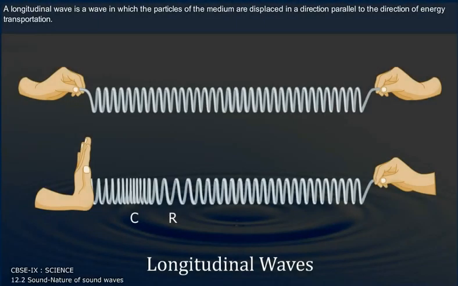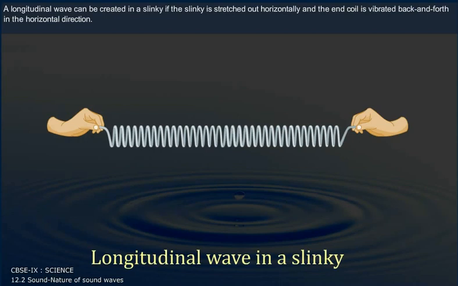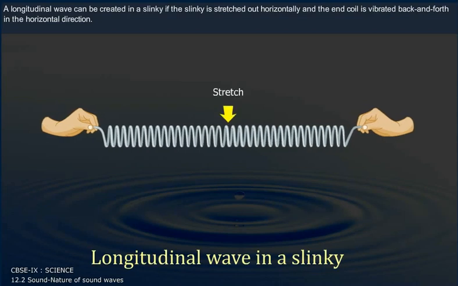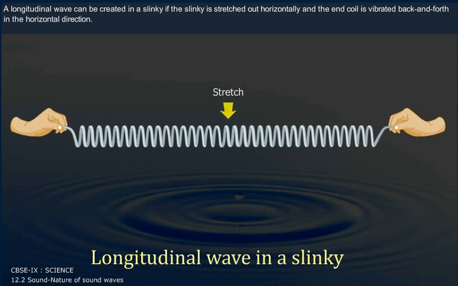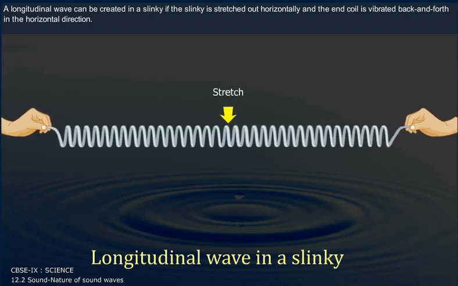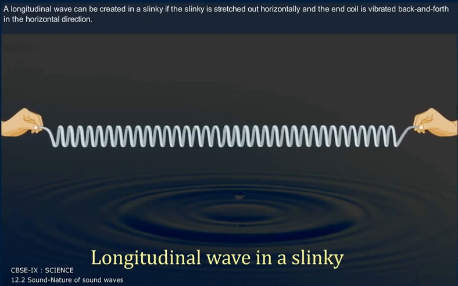A longitudinal wave is a wave in which the particles of the medium are displaced in a direction parallel to the direction of energy transport. A longitudinal wave can be created in a slinky if the slinky is stretched out horizontally and the end coil is vibrated back and forth in a horizontal direction.